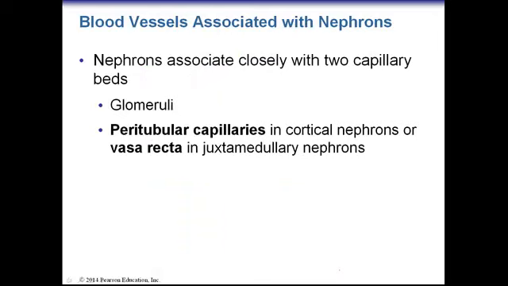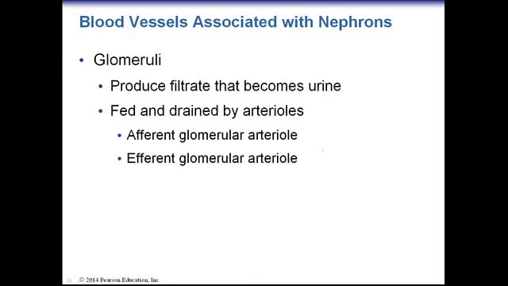Okay. So now we're going to talk about the capillaries that are associated with the nephrons. These are called peritubular capillaries because they go around the tubes in the cortical nephrons, or vasa recta in the juxtamedullary nephrons. Okay, glomeruli, again, produce filtrate that becomes urine and is fed and drained by arterioles, the afferent and efferent.